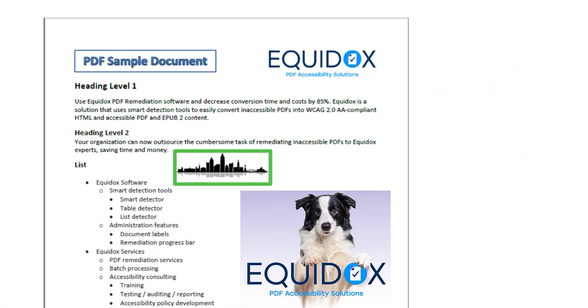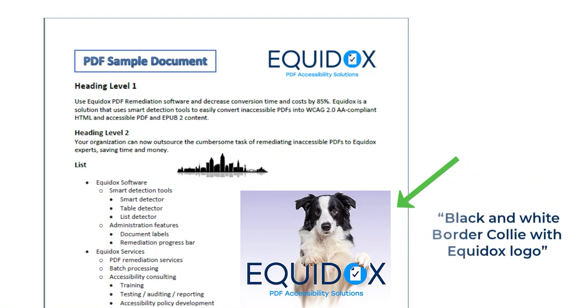The next image is a decorative cityscape icon that contributes no additional information for this document. This image can be artifacted so that assistive technology ignores it. The next image can be described as "black and white border collie with Equidox logo." This image also doesn't add anything new to the document and could arguably be artifacted as well.